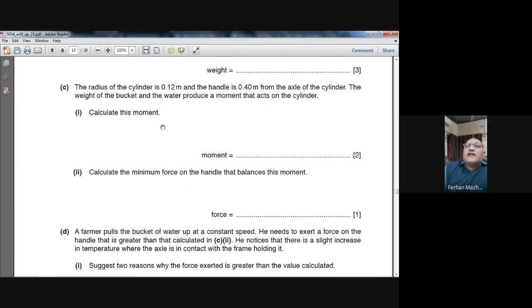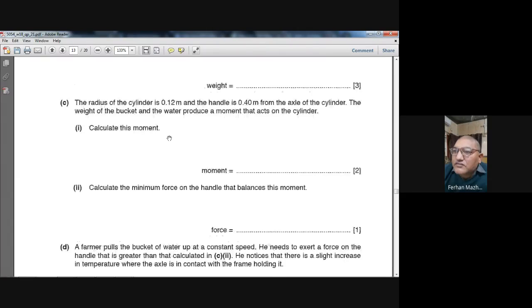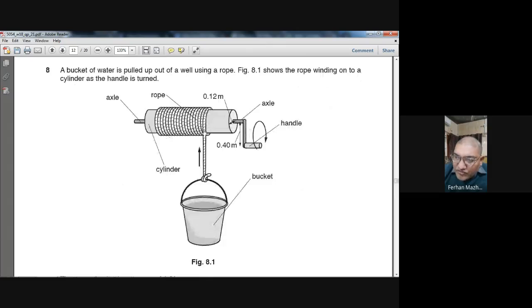The radius of the cylinder is 0.12 meter and the handle is 0.40 meter from the axle of the cylinder. The weight of the bucket and the water produces a moment that acts on the cylinder. Calculate that moment. Okay, let me show you this. So this bucket is acting here. The weight of the bucket and water is here. How much is that weight?